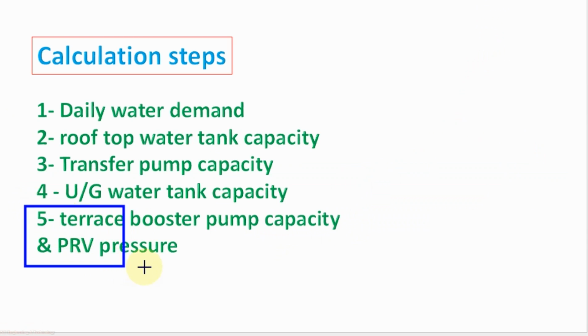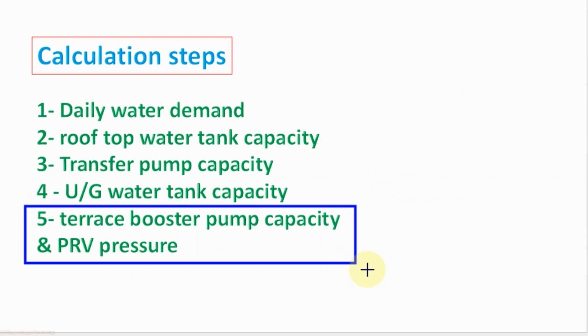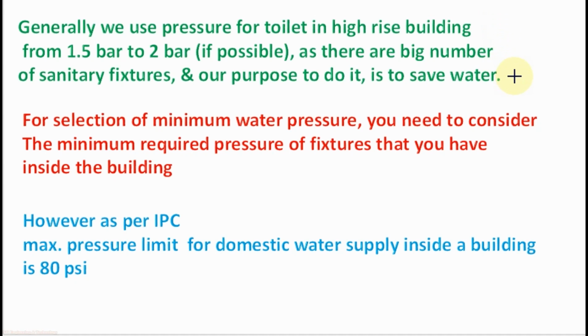To calculate the terrace booster pump capacity and use of PRV in the water supply distribution system, we will study different cases. In case 1, we will study the most commonly used method for the hotel buildings. Generally for high-rise building, we set pressure for toilet from 1.5 bar to 2 bar if it is possible. As there are a big number of sanitary fixtures inside the building, our purpose to do it is only to save water.